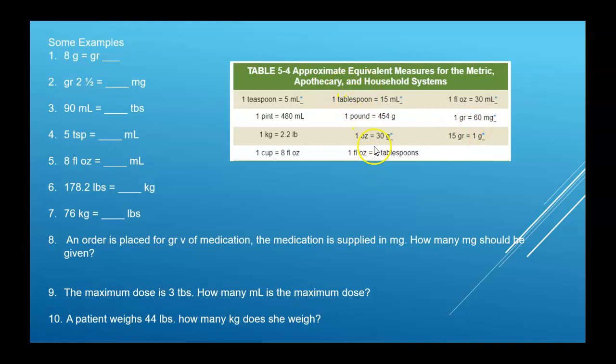So if you memorize your ones on the left, if you're going from tablespoon to milliliter, you would multiply by 15. Milliliter to tablespoon, you divide by 15. If you're going from ounce to tablespoon, multiply by 2. Tablespoon back to ounce, you would divide by 2. So again, here are some practice problems. When you look at your slides, the answers will be in the notes at the bottom.